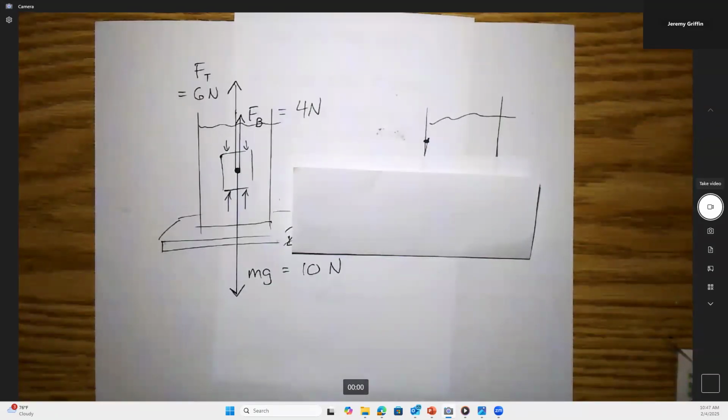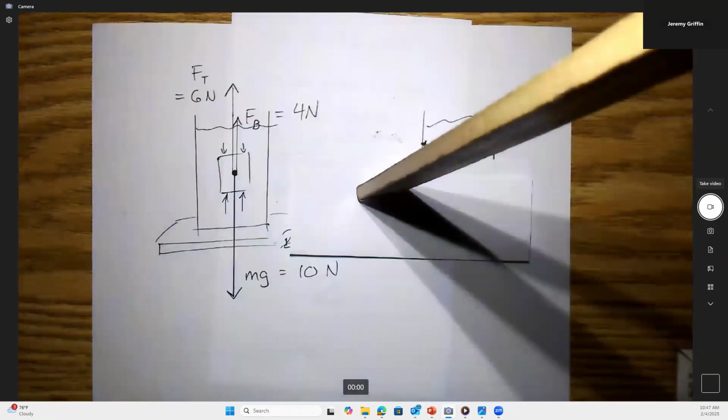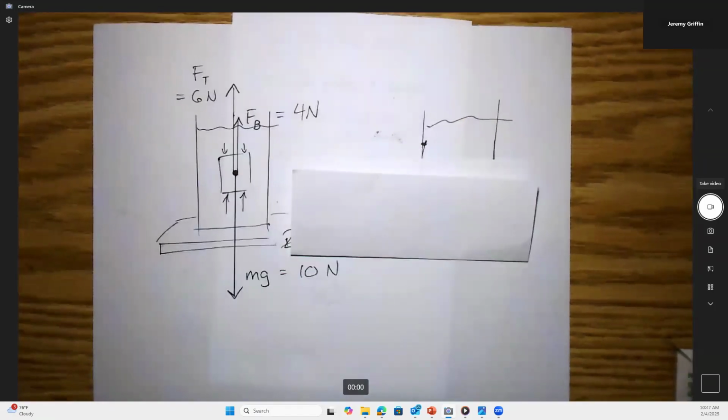Suppose I took a meter stick and made a big old box, and it's 1 meter wide, 1 meter long, and 1 meter tall. So 1 by 1 by 1. And I fill that with water. How many kilograms is that?